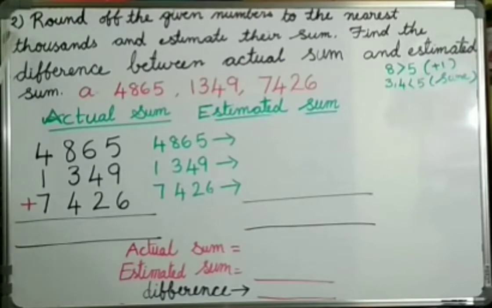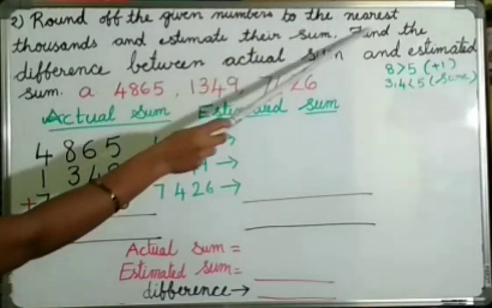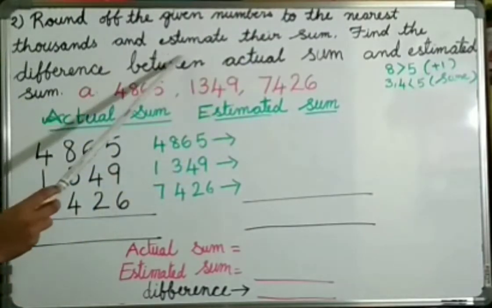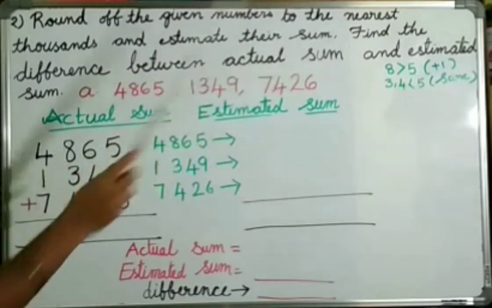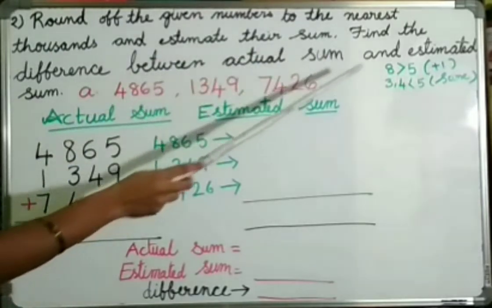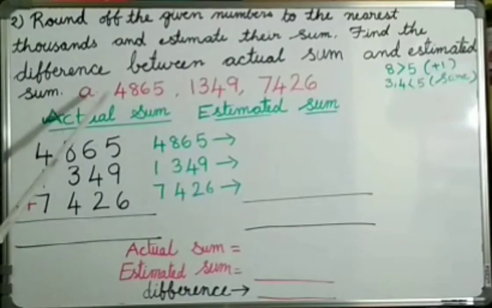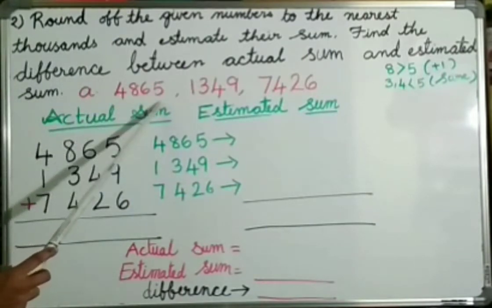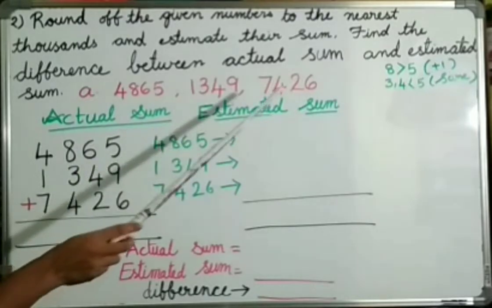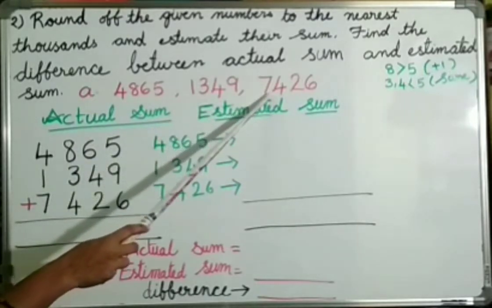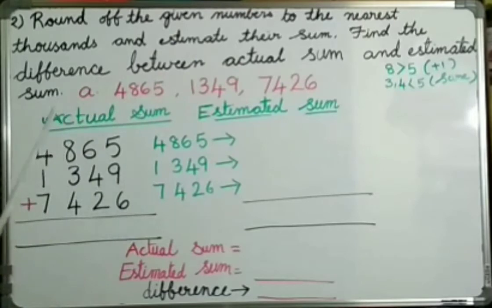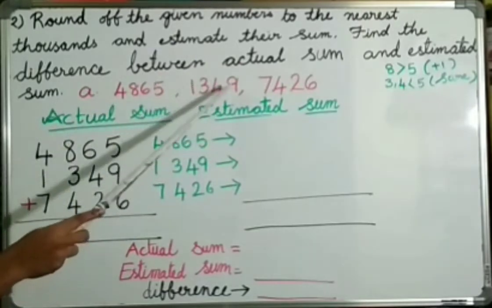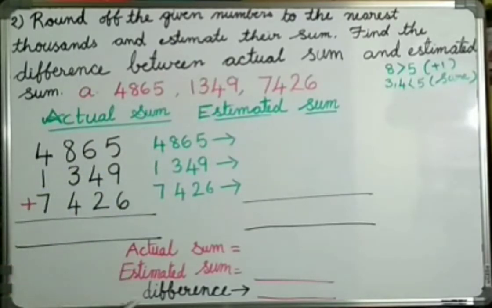Now the second sum. Round off the given numbers to the nearest thousands and estimate that sum. Find the difference between actual sum and estimated sum. Here is the question: 4865, 1349, 7426. We have to find out the actual sum for these numbers and the estimated sum, and we have to find the difference between actual and estimated sum. Now let us start.